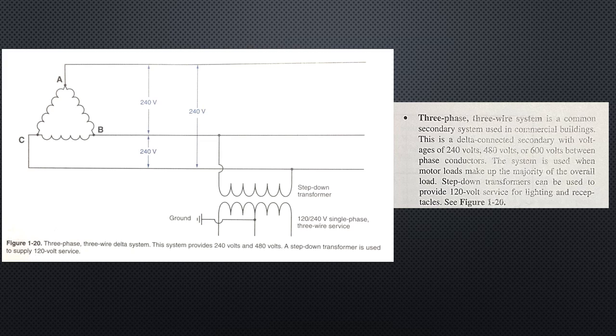Second, the 3-phase 3-wire system is a common secondary system used in commercial buildings. This is a delta connected secondary with voltages of 240 volts, 480 volts, or 600 volts between phase conductors. The system is used when motor loads make up the majority of the overall load. Step-down transformers can be used to provide 120 volt service for lighting and receptacles. See Figure 1-20.